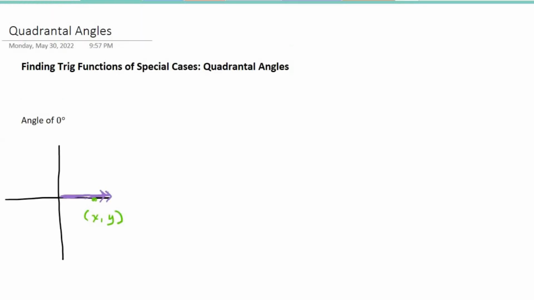Okay, so the first thing I've done is drawn in a 0 degree angle, and I've labeled a point on the terminal side, x, y. Remember that we have defined r as the distance between the origin and the point on the circle. So in this case, my r value is equal to x.